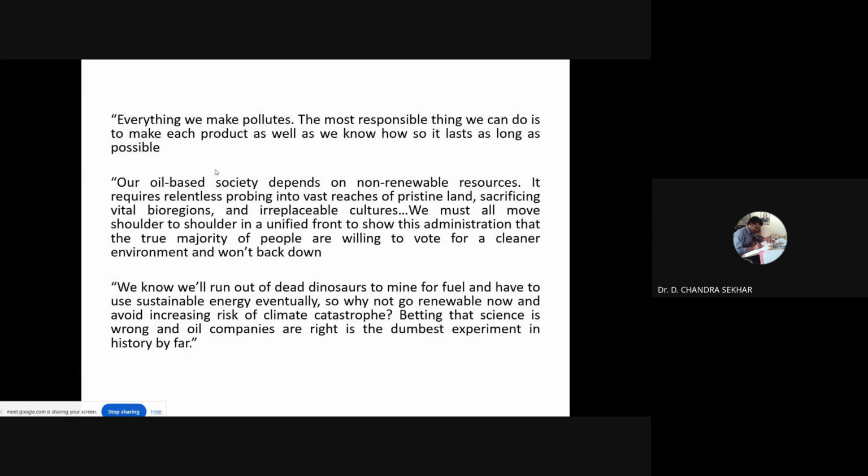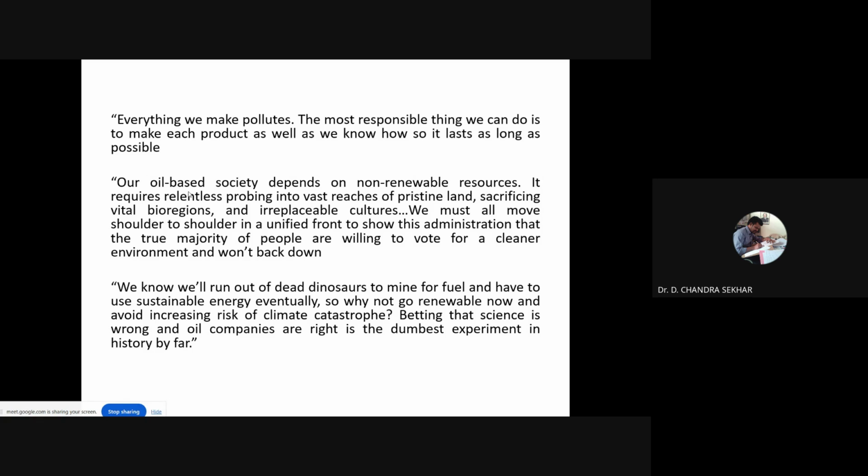Everything we make pollutes. The most responsible thing we can do is to make each product as well as we know how, so it lasts as long as possible. Generally, the oil-based society depends on non-renewable energy sources. It requires probing into vast reaches of pristine land.